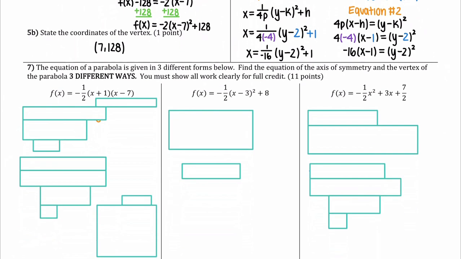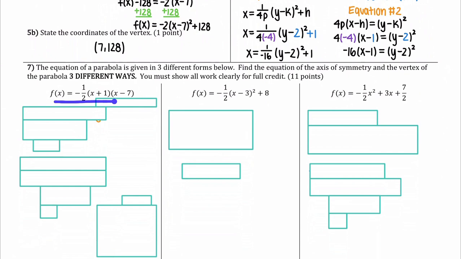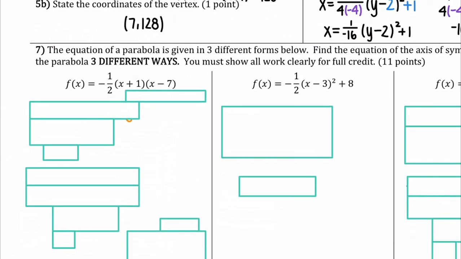Okay, let's look at number 7. Number 7 says, the equation of the parabola is given in 3 different forms below. Find the equation of the axis of symmetry and the vertex of the parabola 3 different ways. You must show all work clearly for full credit. So here we have, notice that they're all in the form of f of x. So that tells us, and even the problem says it too, it's the same exact equation. They're all equivalent equations, just written in different forms. So we have factored form, we have vertex form, and then we have standard form.